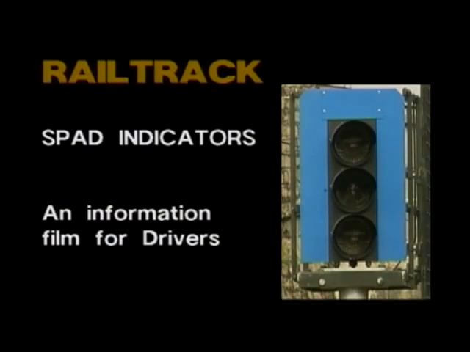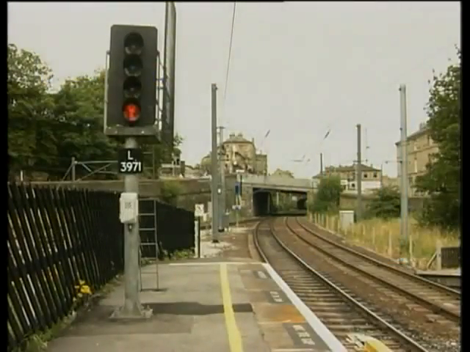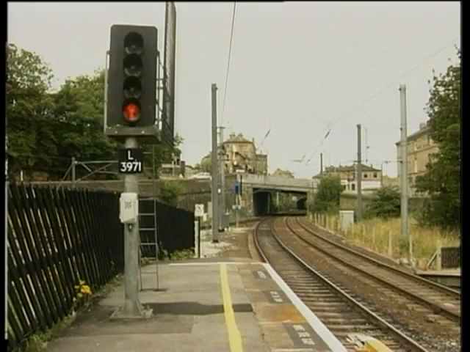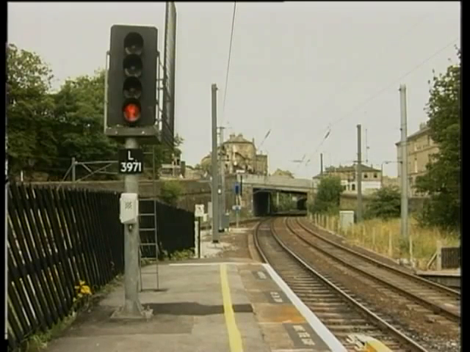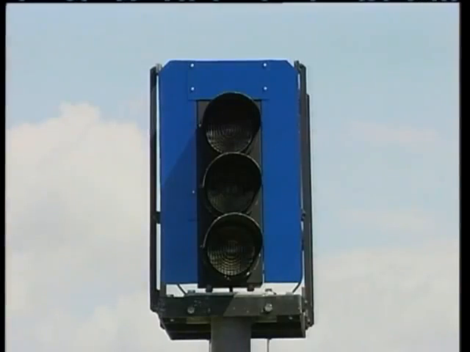Welcome to this rail track information film for drivers. As many of you will know, SPAD indicators are being installed at certain locations where the inadvertent passing of signals at danger, for example at the end of platforms, would pose a serious risk of conflicting movement and collision. In this program, we'll explain how these new SPAD indicators work and how you should respond to the indications given.